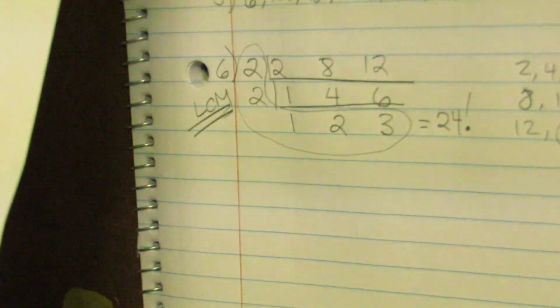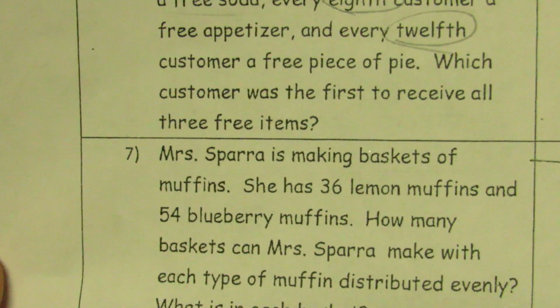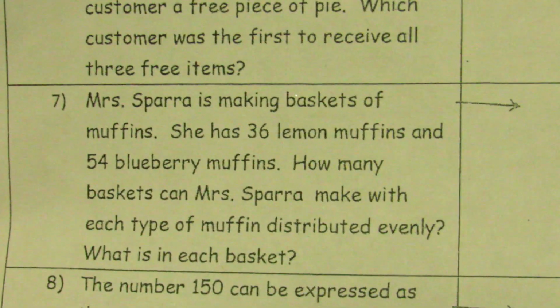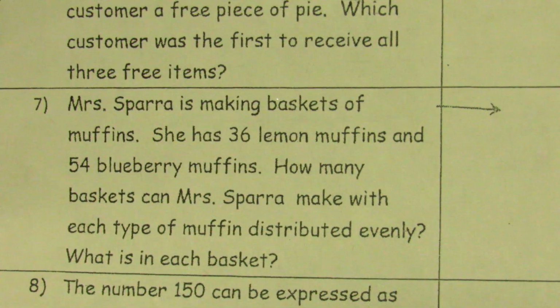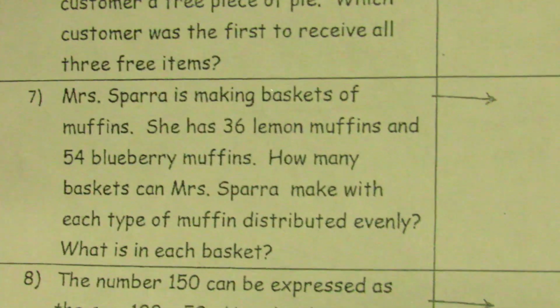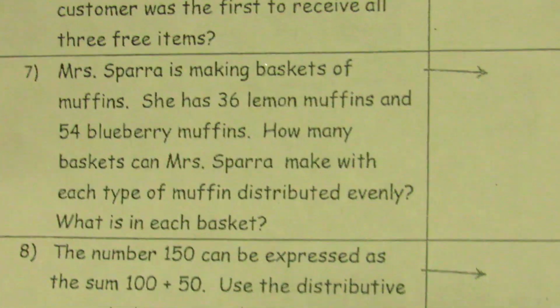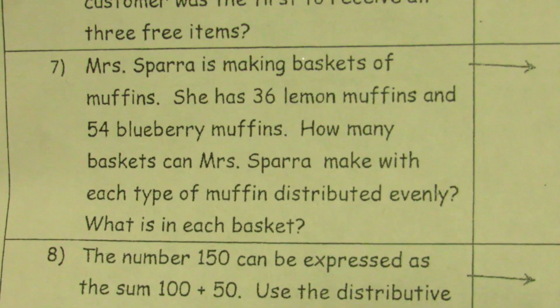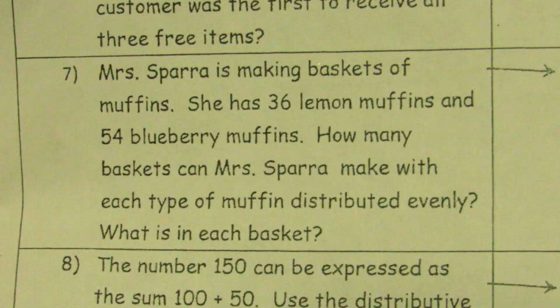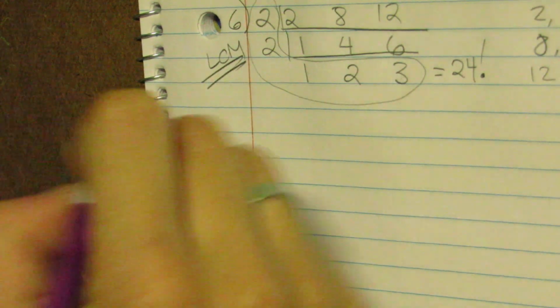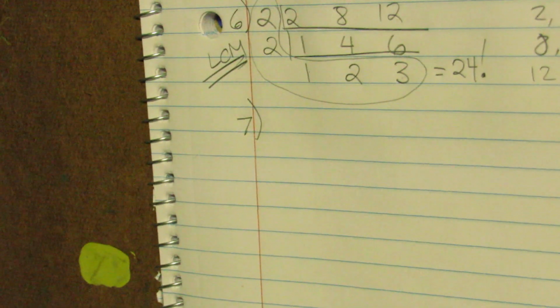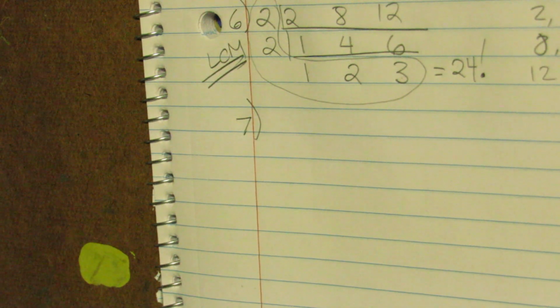Number 7. Number 7 reads, Miss Sparrow is making baskets of muffins. She has 36 lemon muffins and 54 blueberry muffins. How many baskets can Miss Sparrow make with each type of muffin distributed evenly? What is in each basket? So, let's look. Number 7. What kind of problem is number 7? You tell me.